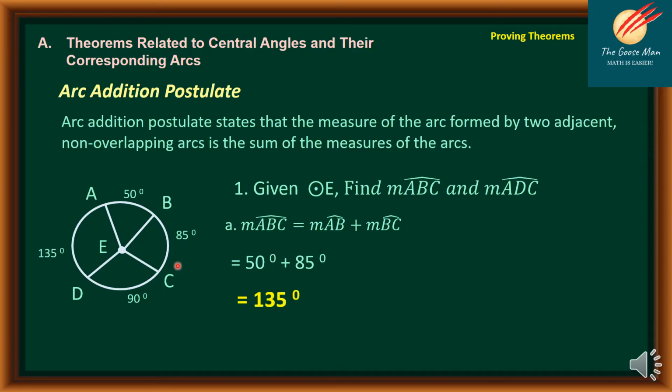On the other hand, if we would like to find the measure of arc ADC, that is the measure of arc AD plus the measure of arc DC. So we have 135 plus 90, which is equal to 225 degrees.